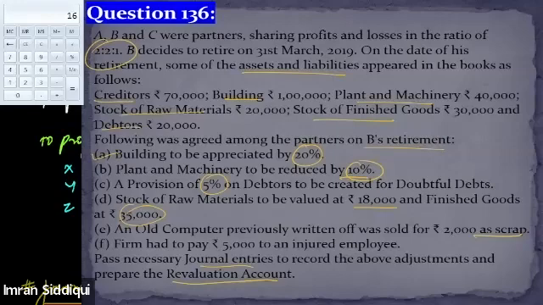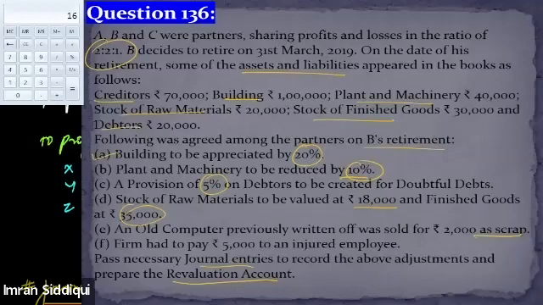Just tell me the credit side value first of all of the revaluation account. 27,000. Tell me the items on the credit side. Building, 20,000. Stock, 5,000. And computer account, 2,000. Stock of raw material. Stock of finished goods on the credit side.